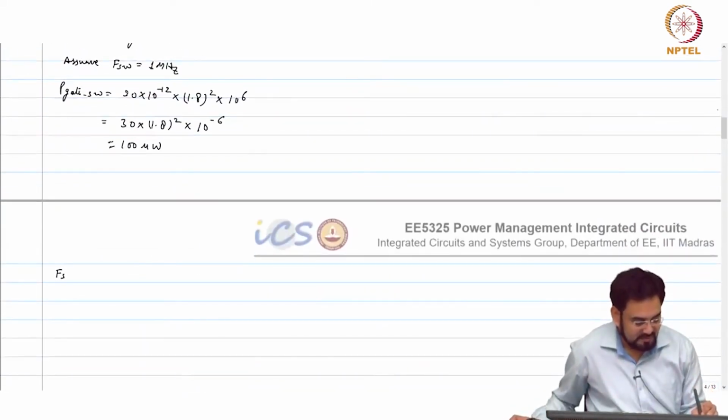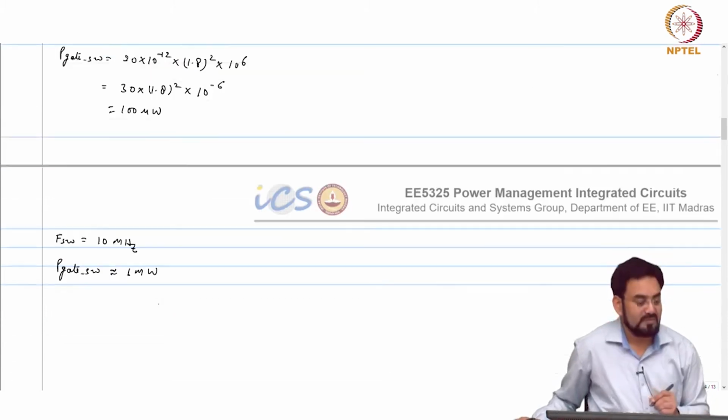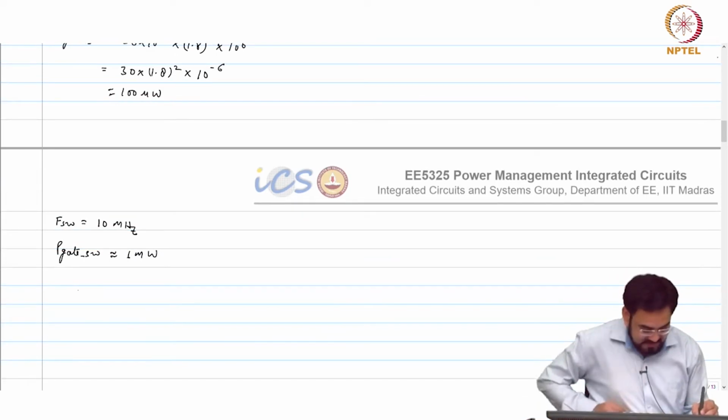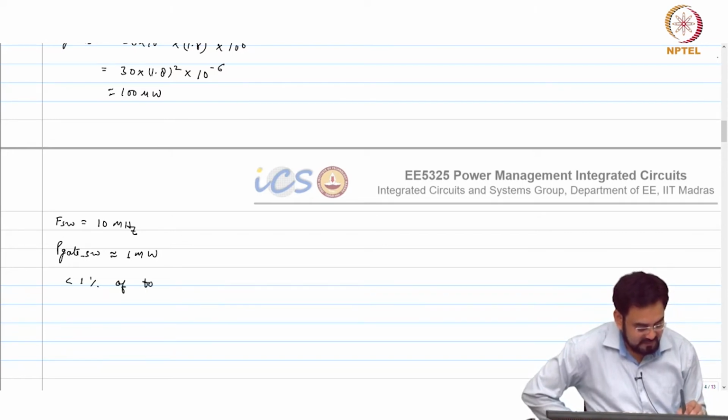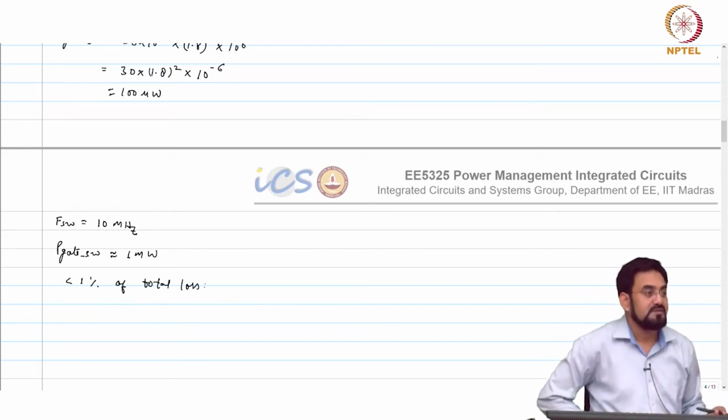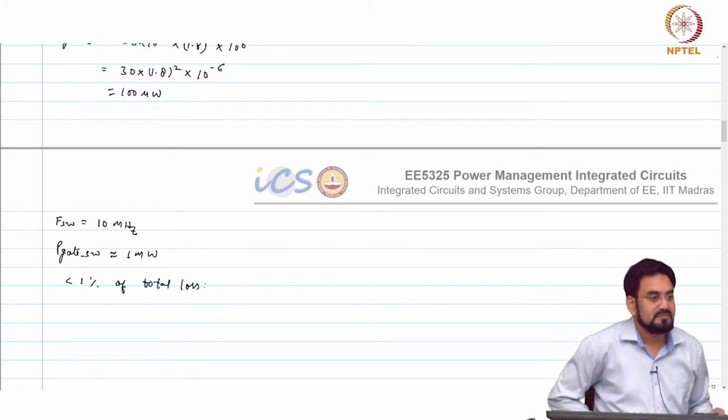So FSW equal to 10 megahertz, your P gate SW will be less than 1% of total loss. Okay.